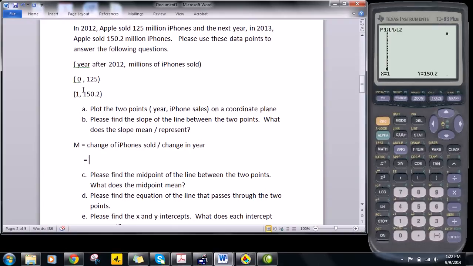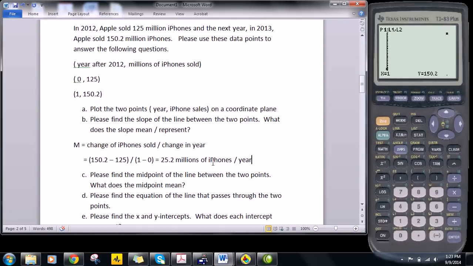So change in iPhones is just the difference, 150.2 minus 125. Of course, we're in millions, divided by change of x. So 150.2 minus 125 divided by 1 minus 0. And of course, that's 1, but we'll write it out. Right? Change in iPhones, change in year. And that gives me 25.2 over 1. And now because it's a particular context of this problem, it's millions of iPhones per year. Right? So there's my slope.